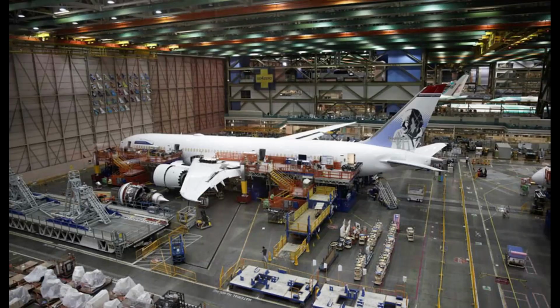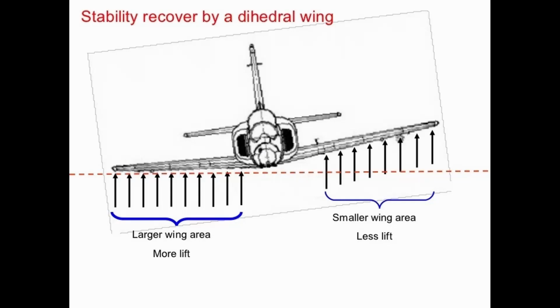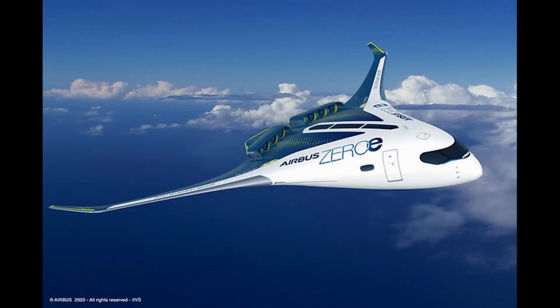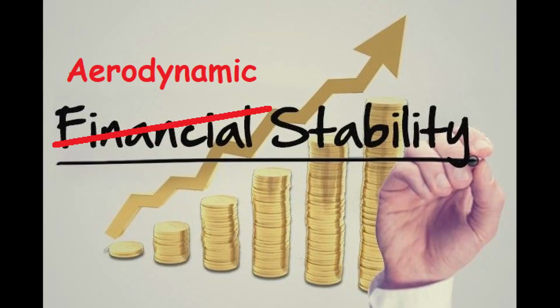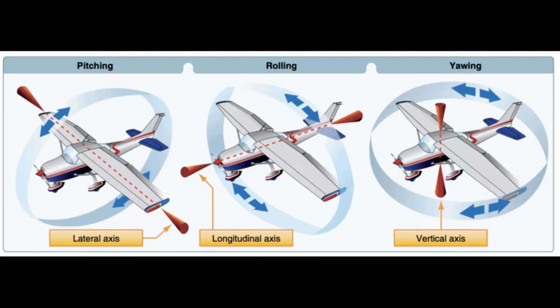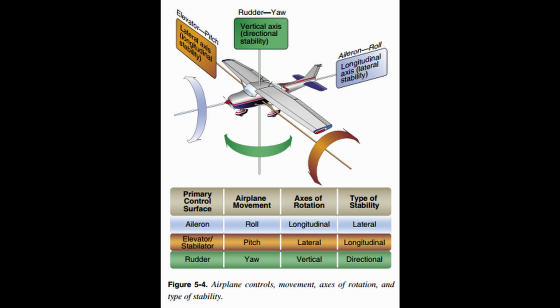Manufacturers can make design changes to increase the stability of the aircraft. For example, increasing dihedral is one of the ways they do that. An aircraft can have different stability characteristics about each of its three axes. This can be a little confusing because longitudinal stability is stability about the lateral axis, while lateral stability is stability about the longitudinal axis.